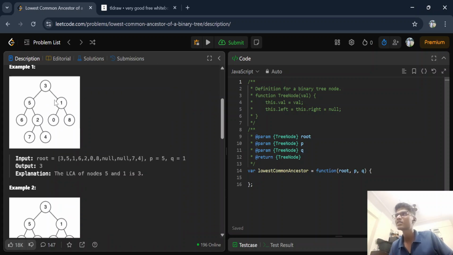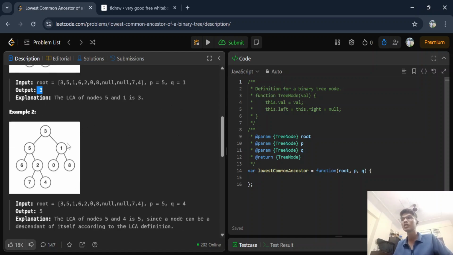So what is it? First, see this example. P is 5 and Q is 1 here. So their lowest common ancestor means their lowest common parent. When they reach their parents, the common parent which has P in its left and Q in its right, the first such parent is the lowest common ancestor. In my words, the answer is 3 because 3.right is 1 and 3.left is 5.